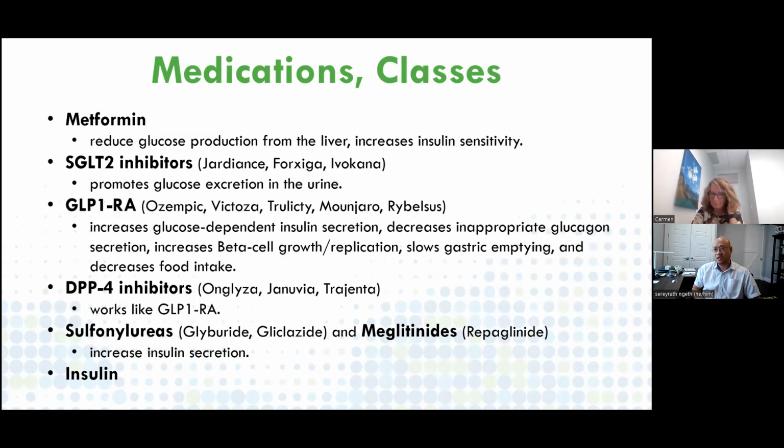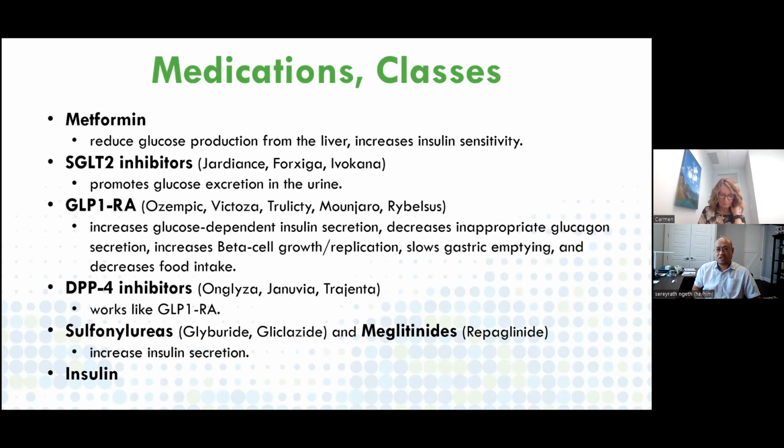There are several classes of medications that we use for diabetes, one of which is called metformin. Metformin helps to reduce glucose production from the liver. It increases insulin sensitivity as well. There's a new class called SGLT2 inhibitors. Some examples are Jardiance, Forxiga, Invokana. This class promotes glucose excretion in the urine. So if we're able to pee out our glucose, we don't reabsorb it, and therefore our blood glucose levels are much lower.